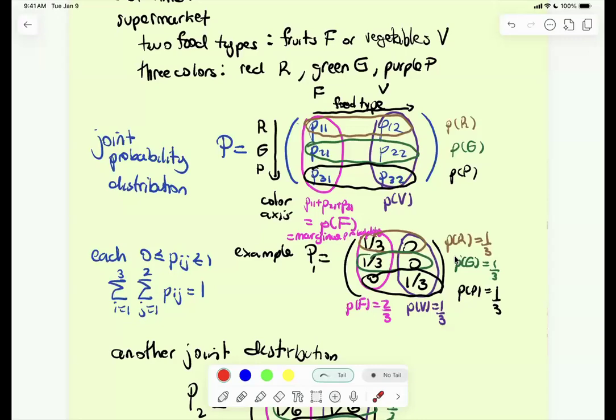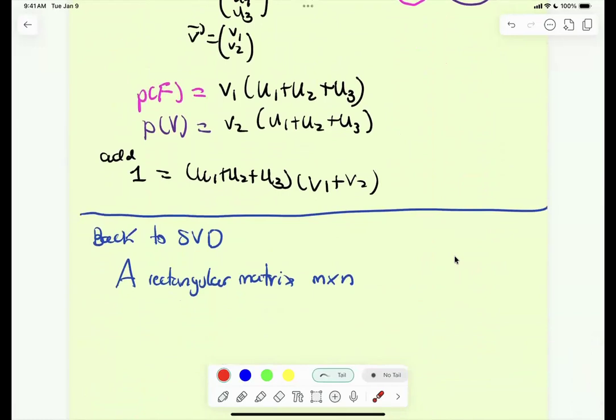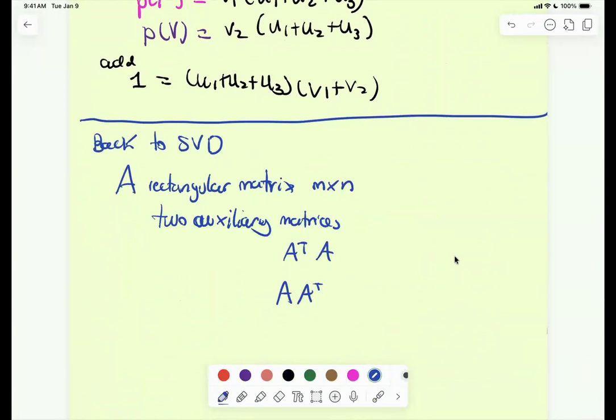So just to go back to the SVD, what I was going to tell you is that, if you remember, in the SVD you consider two auxiliary matrices, which were A transpose A and A A transpose. If you do the count, both are square. One is going to be n by n and the other m by m, so they will have different sizes if the matrix you started with was rectangular, but both are square.